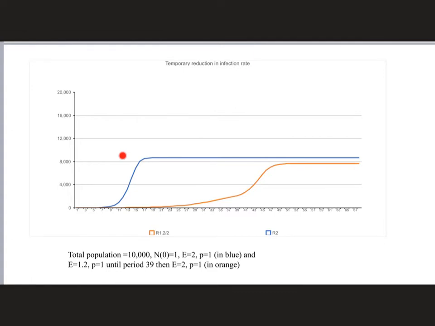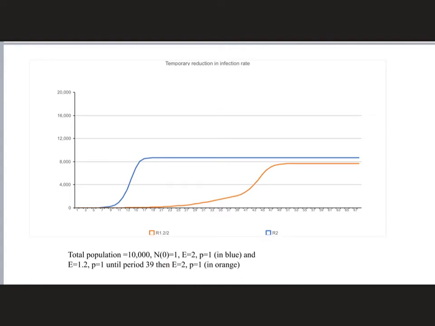Again, we have in blue our base case where beta is equal to 2 right through the pandemic. In the orange, though, we've got a situation where initially we start off with a low beta. So imagine there's some sort of restriction in place on movement, a lockdown or something like that. We're going to describe them in more detail later on, but something that's reduced that E, that exposure rate, down to only 1.2. However, at the beginning of period 39, the restriction gets removed, and we return to a situation where E is equal to 2.